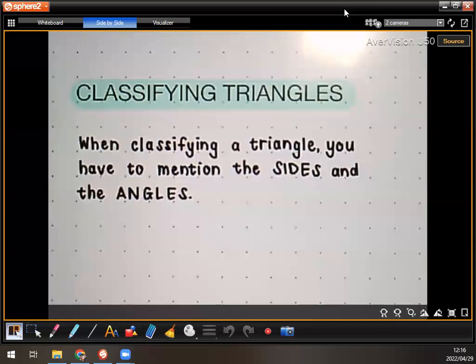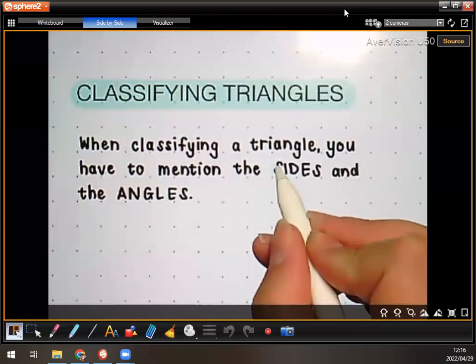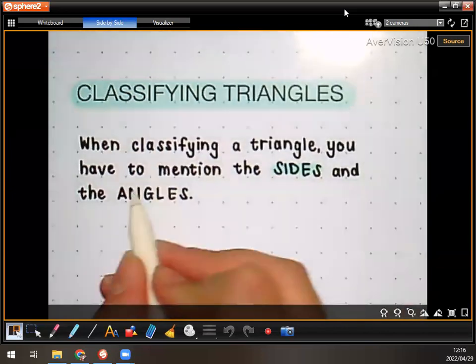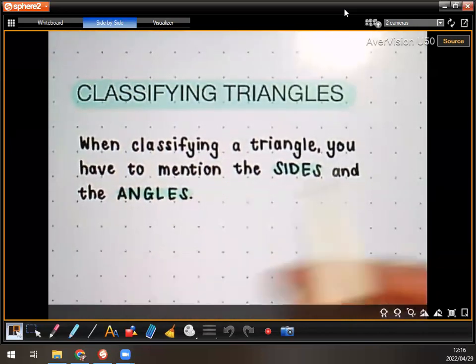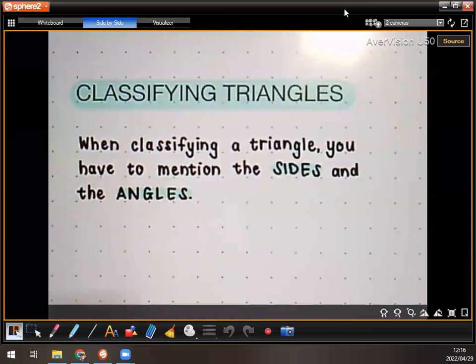All right, so when classifying a triangle, they can give you a triangle and say classify this triangle. That can be the question. You have to mention the sides and the angles. Always. Two things that you have to mention. So I'm going to list now what we are going to look out for when we're talking about sides and when we're talking about angles.